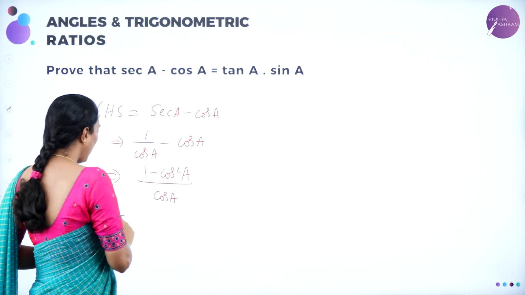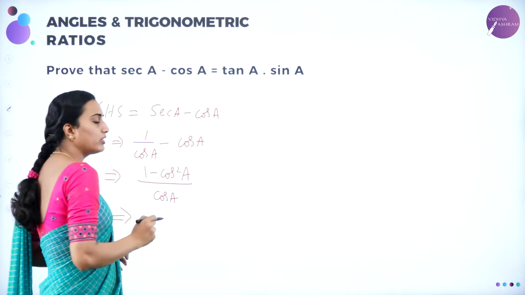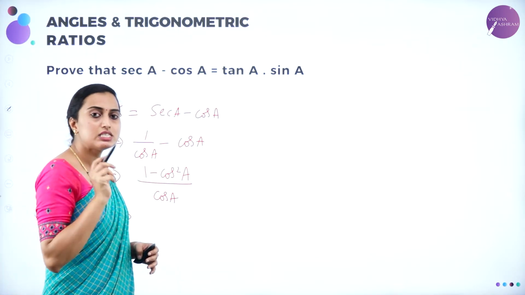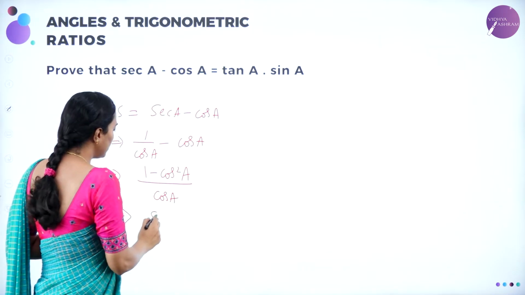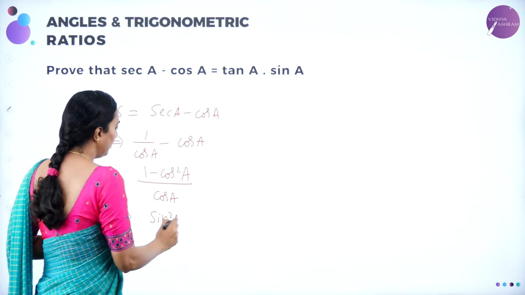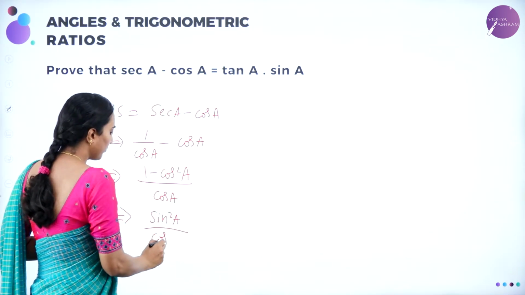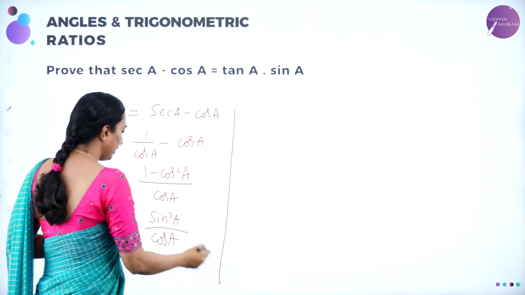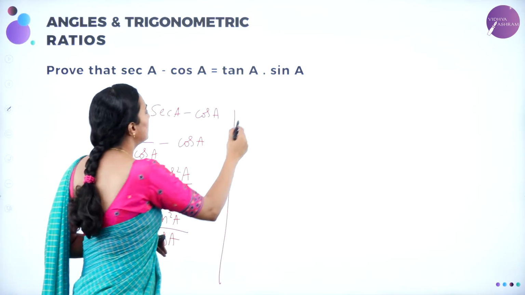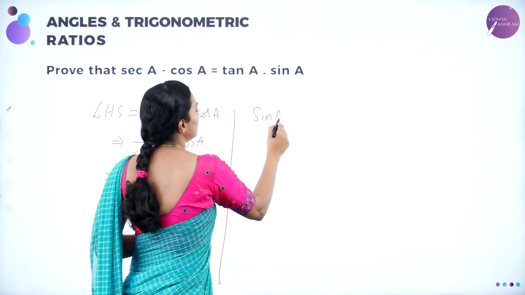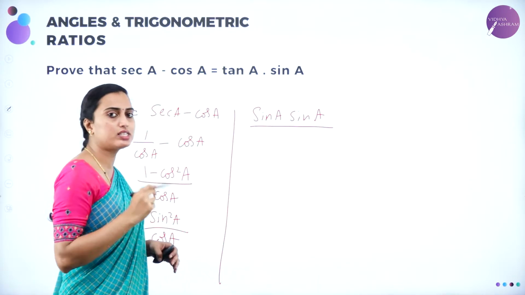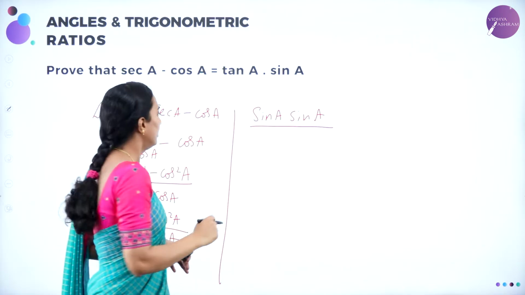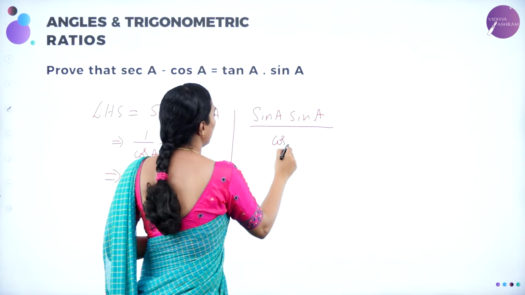Now 1 minus cos squared A can be written as sin squared A by the identity. So therefore sin squared A divided by cos A. Now you are writing sin squared A as sin A into sin A, isn't it? Sin A into sin A is sin squared A, divided by cos A.